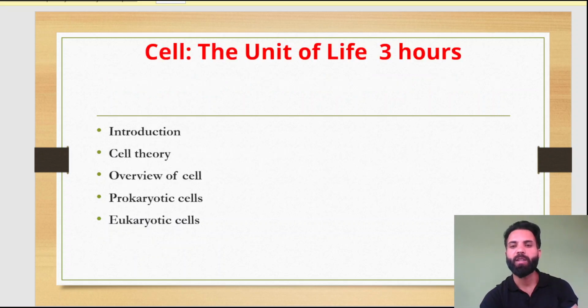Then after that there is cell, the unit of life. Now cell is a very short unit as compared to other units. It's a very short unit, but we have to study it in detail. So it will require only 3 hours for the completion. In this unit we have to study what is a cell, what are prokaryotic cells, what are eukaryotic cells, and we will go through the cell theory which was given by Schleiden and Schwann. And we have to go through the cell organelles which are present inside the cell.